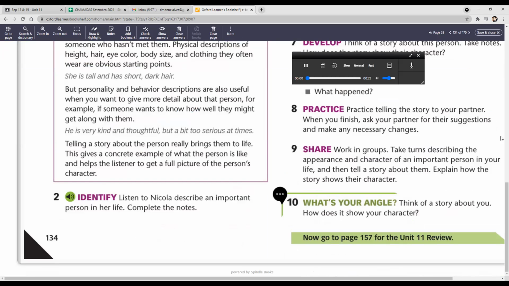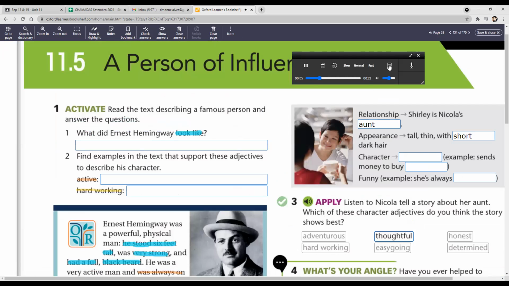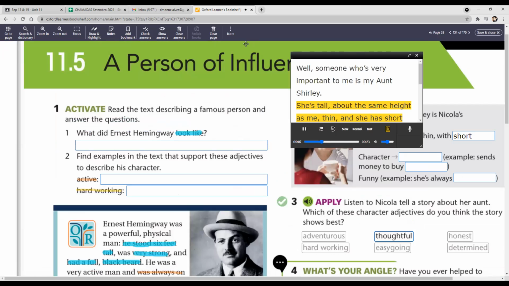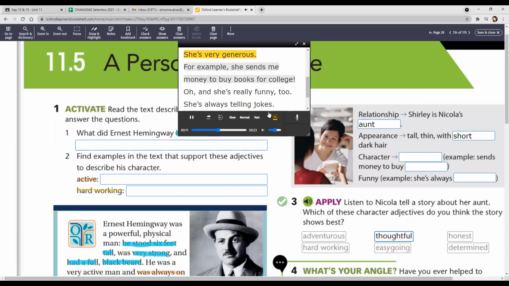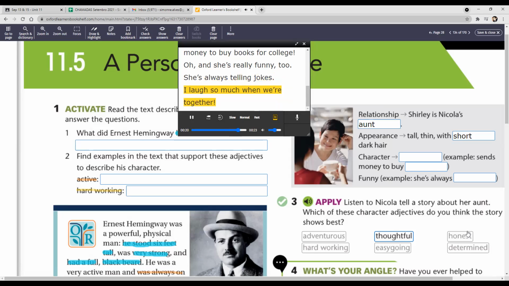Well, someone who's very important to me is my Aunt Shirley. She's tall, about the same height as me, thin, and she has short dark hair. She's very generous. For example, she sends me money to buy books for college. Oh, and she's really funny too. She's always telling jokes. I laugh so much when we're together.